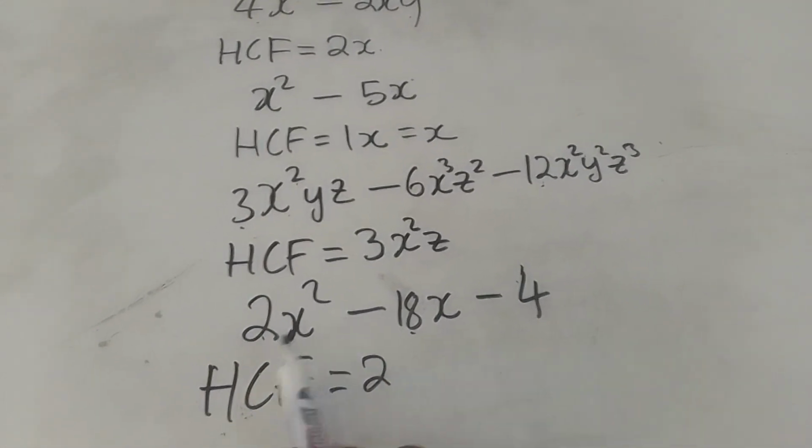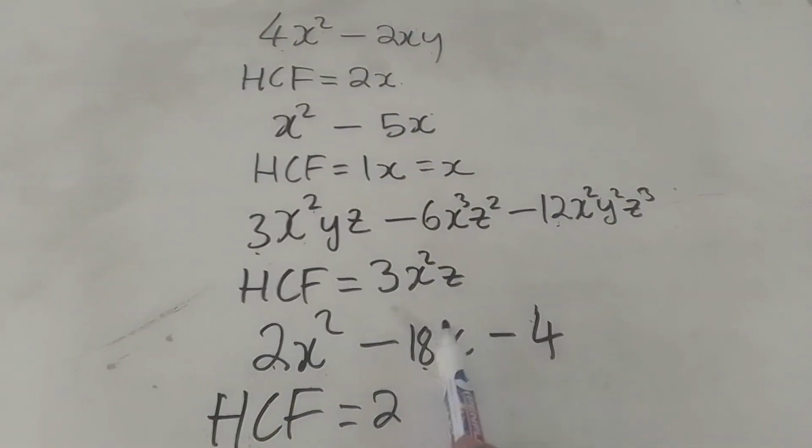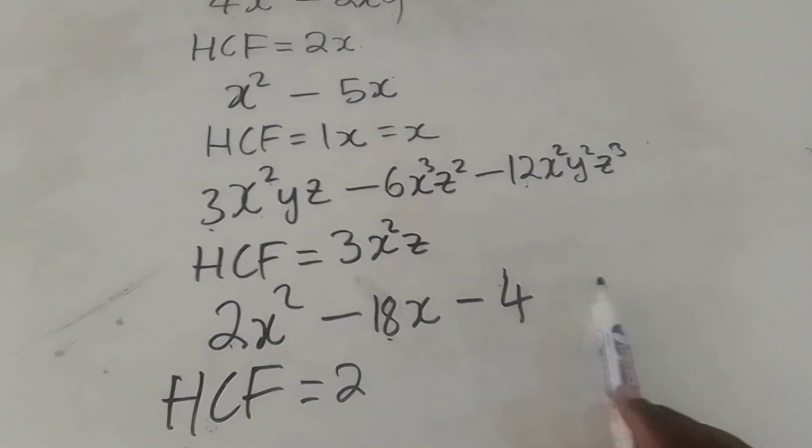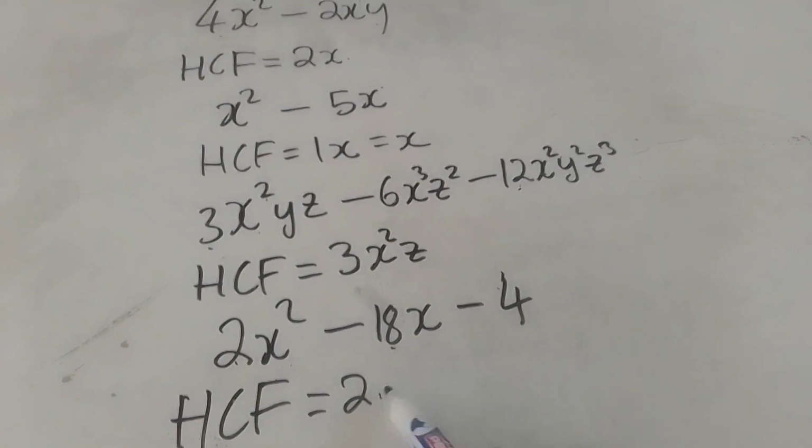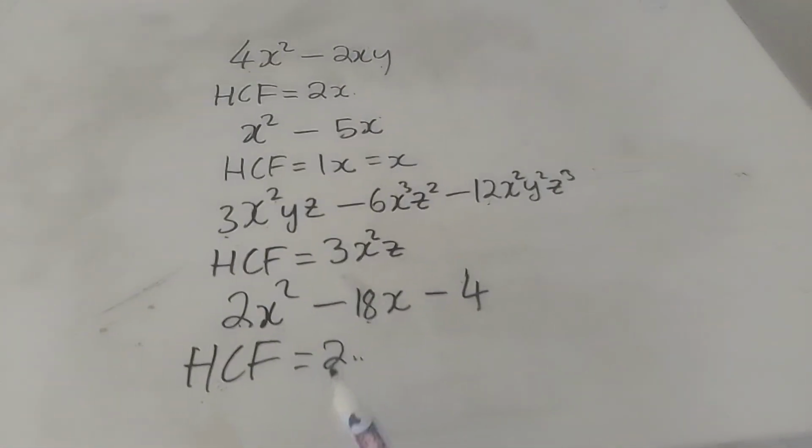Then let's go to the variables. We only have x. And we see x is here, it's not there. So x is not common, so we won't include it. Then our highest common factor is 2.